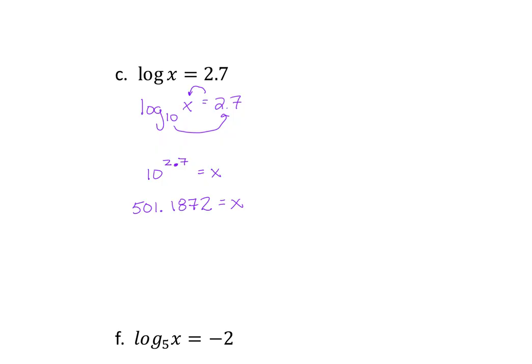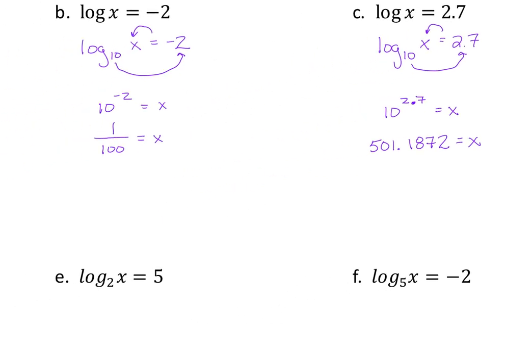Even if you don't know what 10 to the 2.7 is, you can still kind of check to make sure that your answer makes sense. 10 squared is 100. 10 cubed is 1,000. And so we want a number between 100 and 1,000. And that is what this one is.